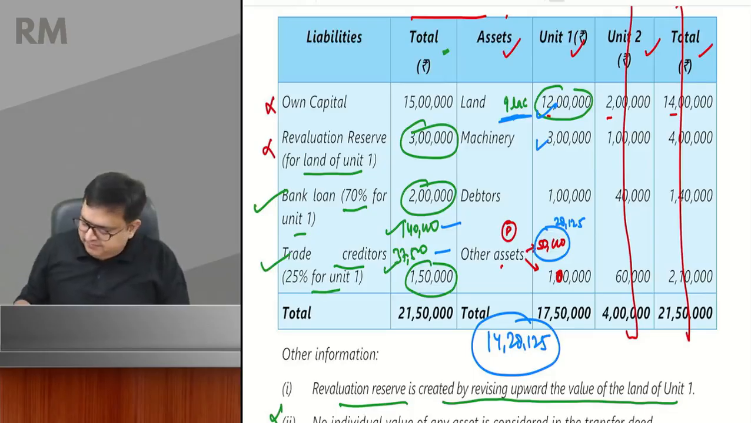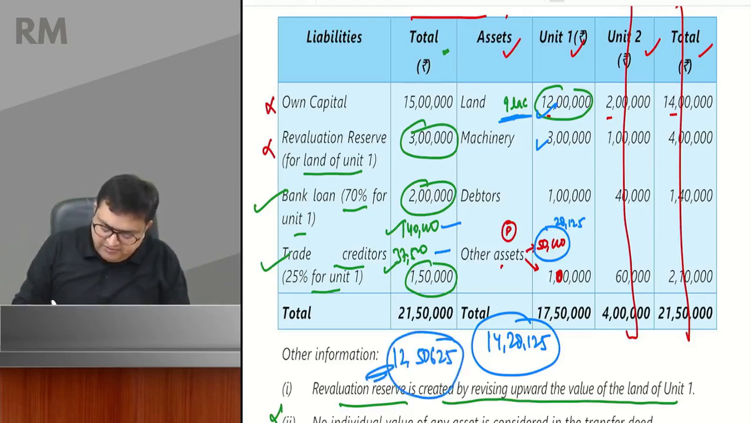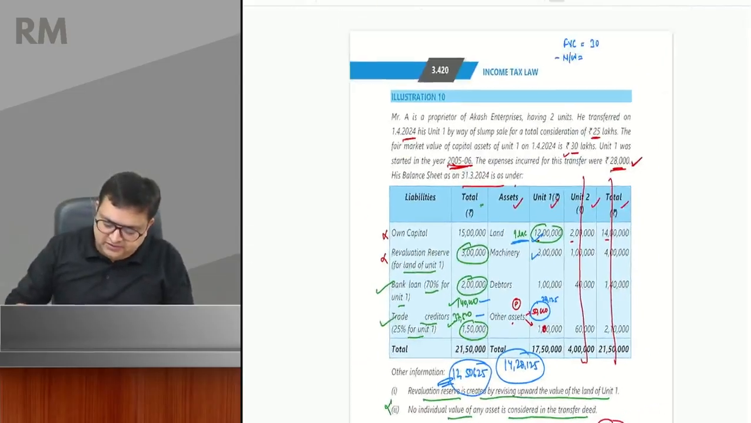1,428,125 minus 1,40,000. Correct, 12,50,625. Everybody understood it or not? 12,50,625. Correct. So what I'll do?